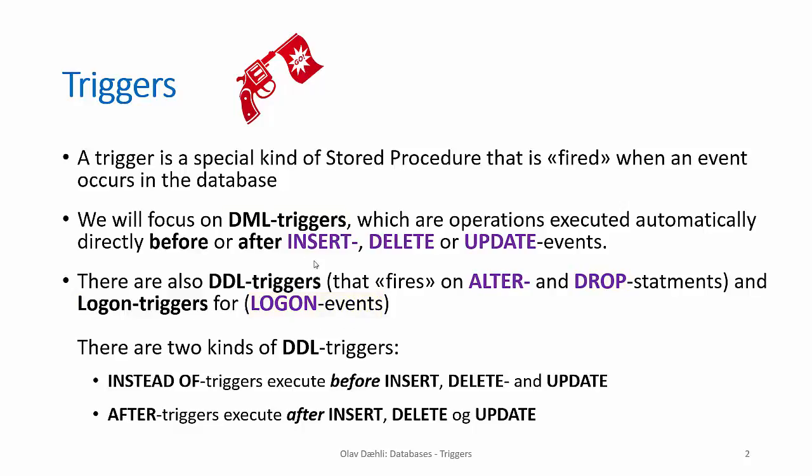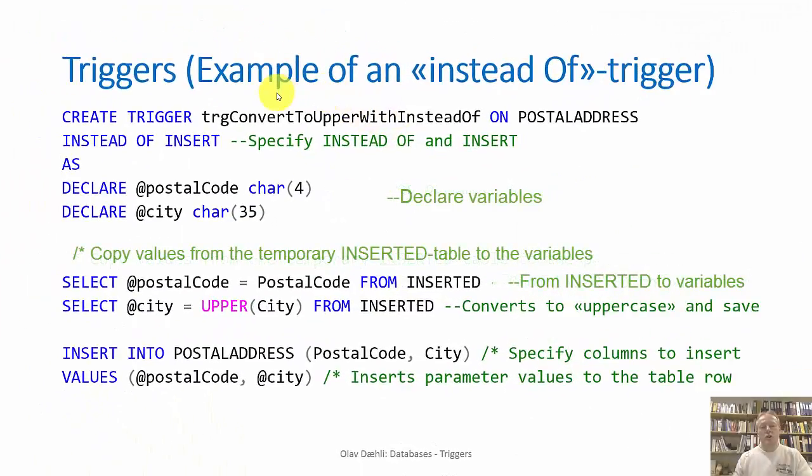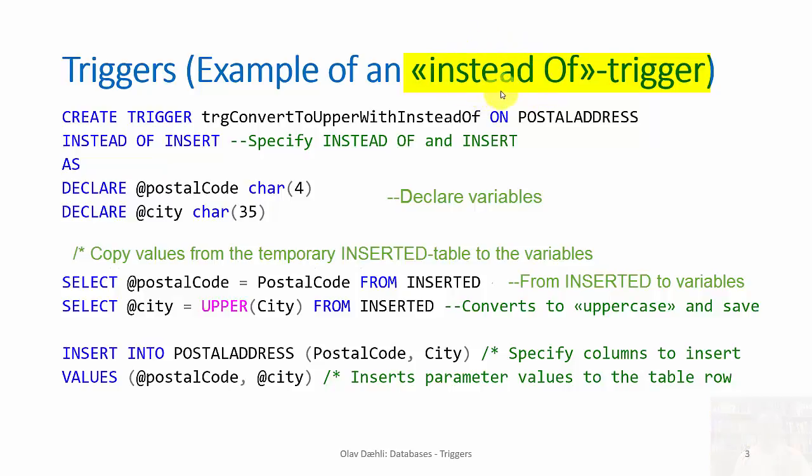But we will only focus on the DML triggers, which is what happens directly before or after these insert, delete and update operations are executed. There are two kinds of DML triggers. You have the instead of triggers executed directly before these statements, and you have the after triggers executed directly after these statements. We will show an example of an instead of trigger. An instead of trigger is executed instead of an update or an insert or a delete statement.